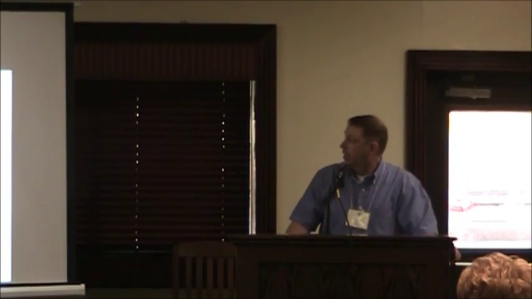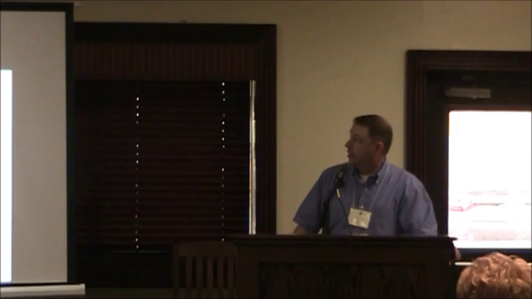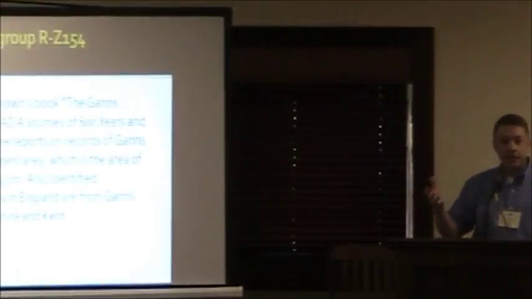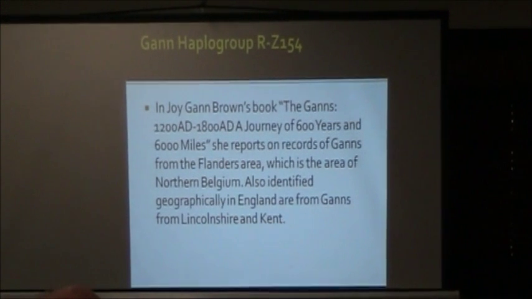Next. So in Joy's book, she talked a lot about the early parts, and we're seeing the exact matchup of what she was writing about. That Flanders area was the northern part of Belgium. We see them in England, and the Lancashire and Kent areas.